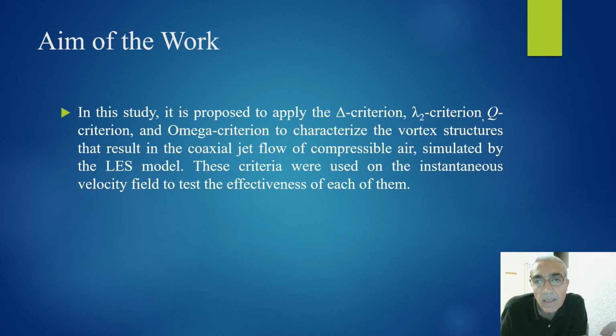Aim of the work. In this study, it is proposed to apply the delta criterion, lambda 2 criterion, Q criterion, and omega criterion to characterize the vortex structure that results in the coaxial jet flow of compressible air simulated by the LES model. These criteria were used on the instantaneous velocity field to test the effectiveness of each of them.